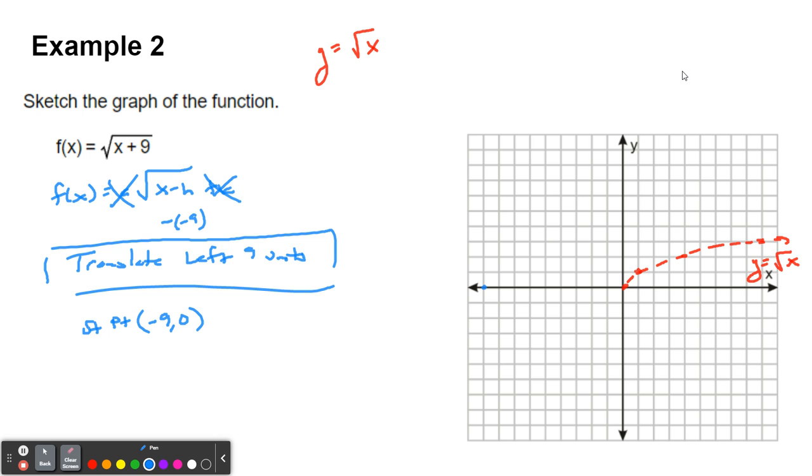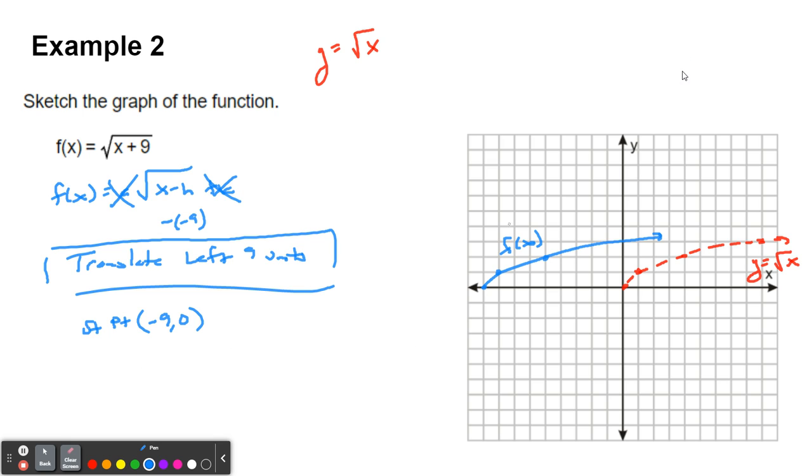Okay, and now all these points move 9 left. So 1, 2, 3, 4, 5, 6, 7, 8, 9. And I'll move this one as well: 1, 2, 3, 4, 5, 6, 7, 8, 9. And that's good enough for me. And there's a picture of your function f of x.